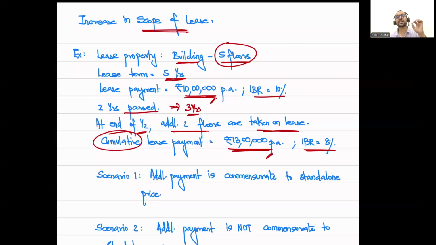The question is basically how do we account for this modification? Now remember, in case of increase in scope of lease, we had a subsequent bifurcation wherein we were required to check whether the additional consideration that we are paying, in this case 3 lakhs, is the market rate of rent or is it at off market terms? Is the 3 lakhs the additional consideration at market terms or at off market terms?